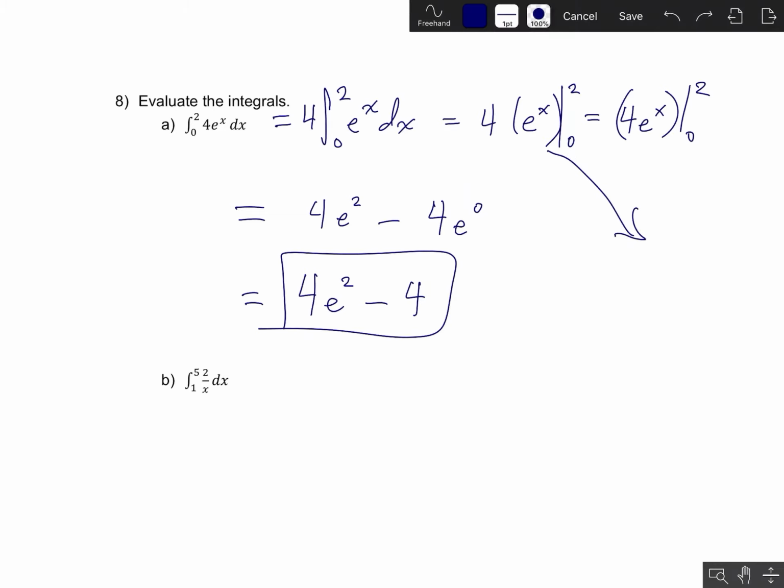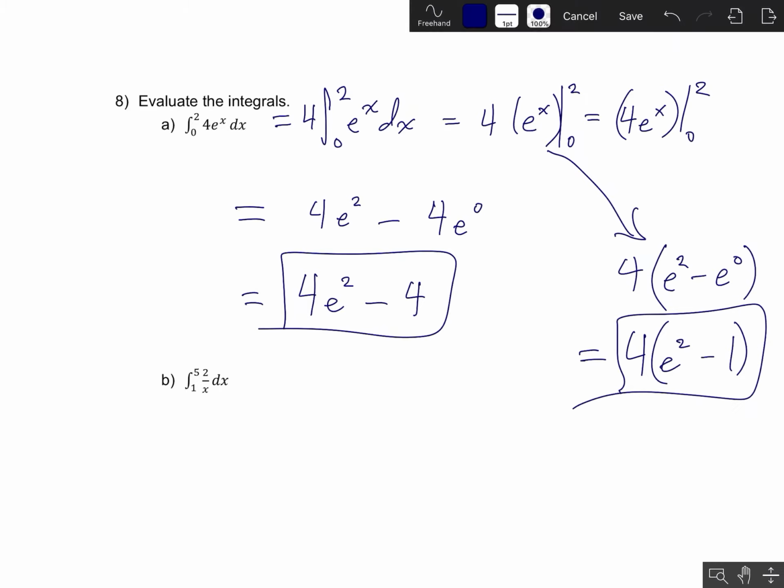And notice that this is the same thing that we would get if we had taken from this stage, if we had just left the 4 on the outside and then done the evaluation on the inside of some parentheses. This would be a 4e squared minus e to the 0th power. That would be a 4e squared minus 1, and then when you distribute the 4, you'll get the same answer that I got over here. So these are equivalent.